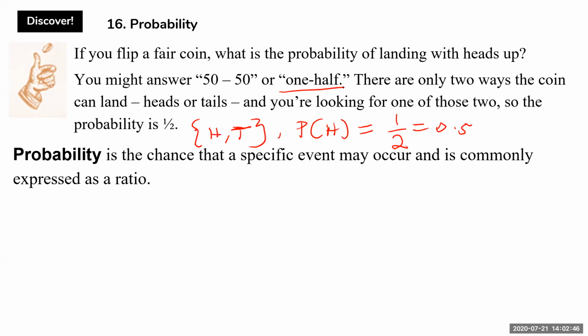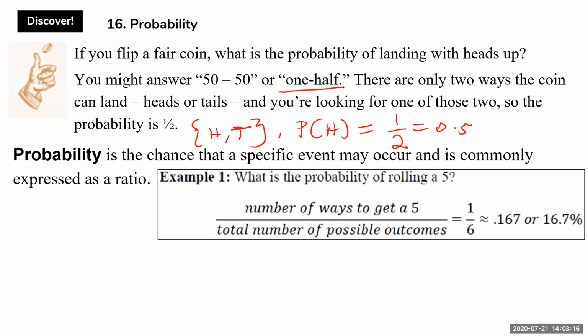Now, we define probability right now. So probability is a chance that a specific event may occur, and is commonly expressed as a ratio. Is that okay? So the probability that you show up in class, if you say that probability is 50%, that means you're not too sure. It's 50-50, right? If you say the probability is 20%, you have a low chance of showing up in class, okay? So that is how we're going to look at probability.